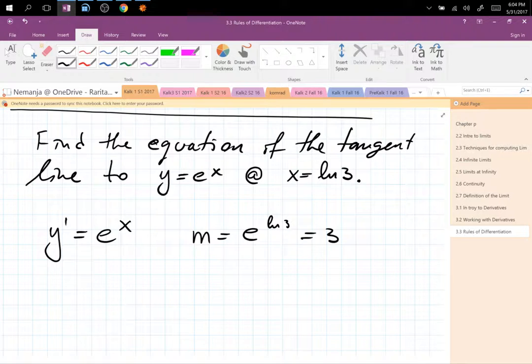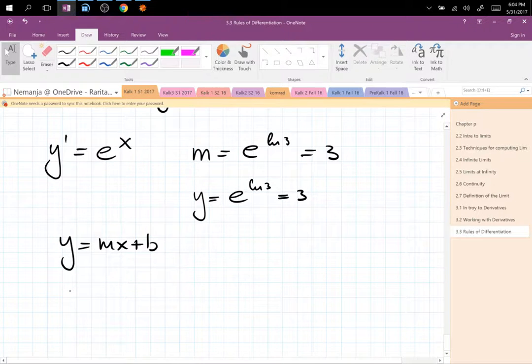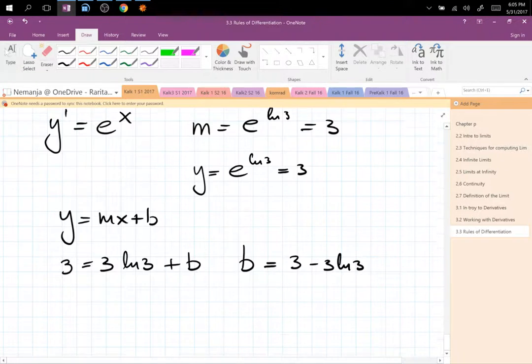Is e to the natural log of 5 equal 5 too? Is that how it works? So now we also have the y value, which would be e to the ln 3, which is also 3. So y equal mx plus b. Y is 3, m is 3, x is ln 3 plus b. So b is 3 minus 3 ln 3. And there you go.